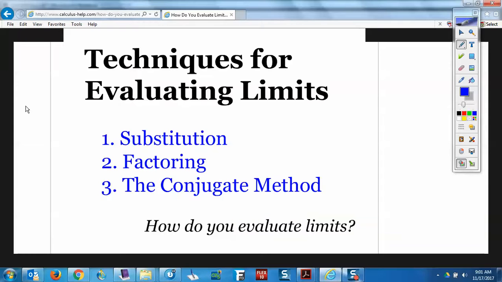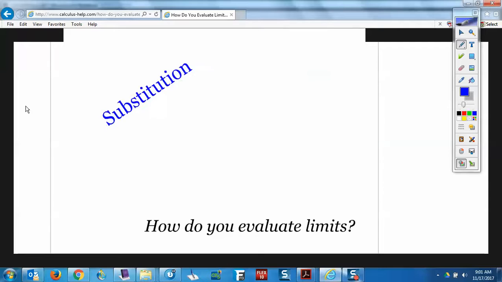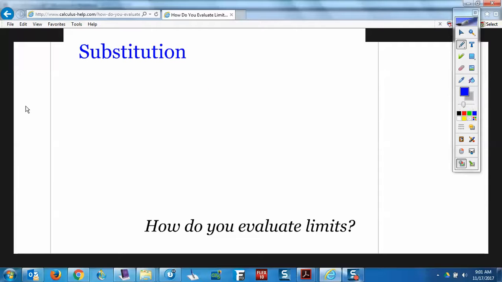There are 3 major ways to evaluate a limit. They are substitution, factoring, and the conjugate method. We're going to start with the easiest one, which is direct substitution. It is just as easy as it sounds.